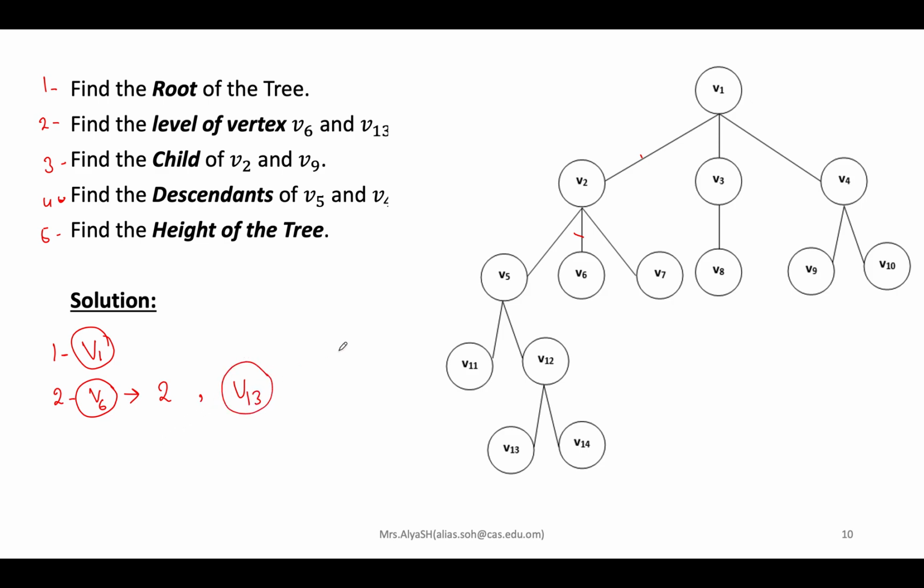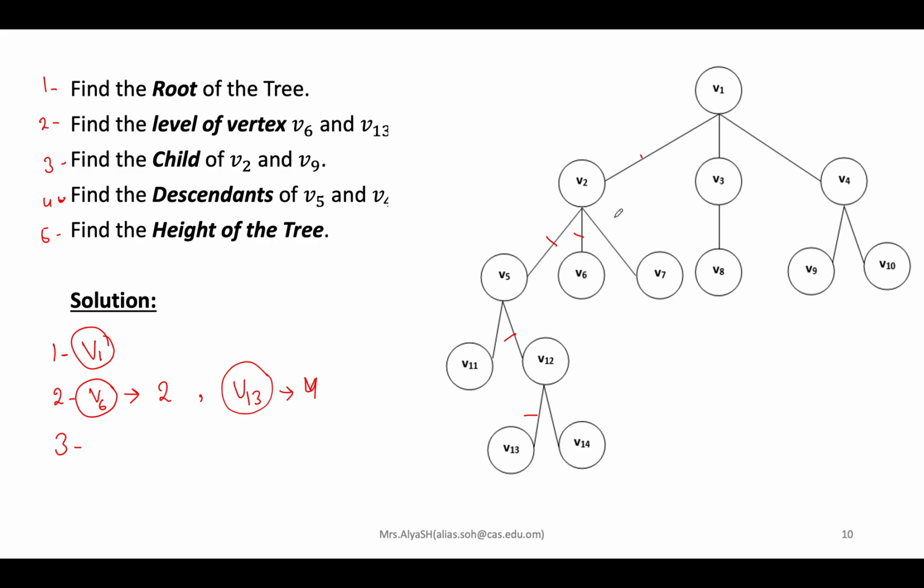Again, we will check the path from the root until the certain vertex, which is V13 this time. So here we've got 1, 2, 3, and 4. So we can see that V13 is in level 4. Now we need to find the children of V2 and V9.